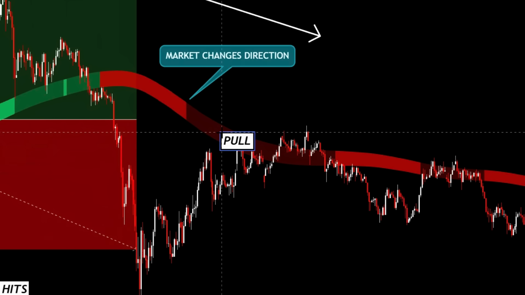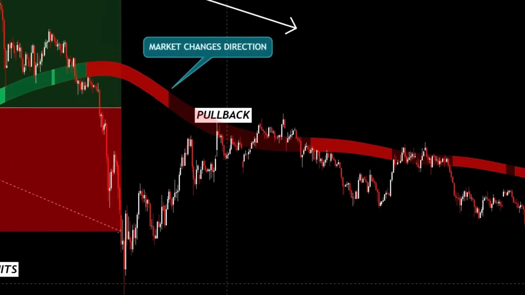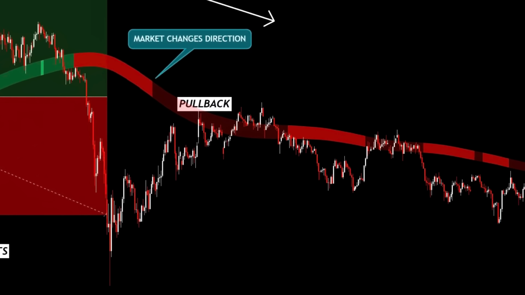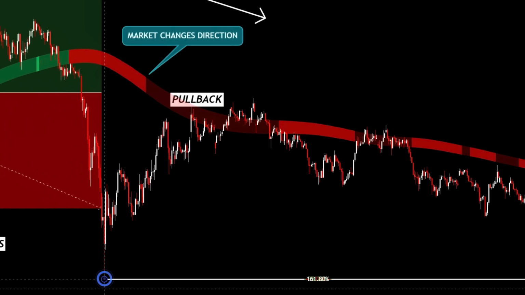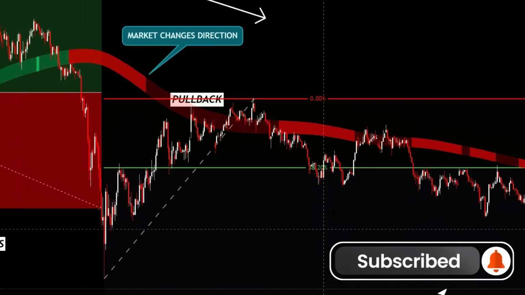Same exact rule, just flipped upside down. Line's red, sitting above price. I'm only looking for sells. I wait for the dark red shading. That's my pullback. This time I drag the Fib from the swing low up to the swing high.